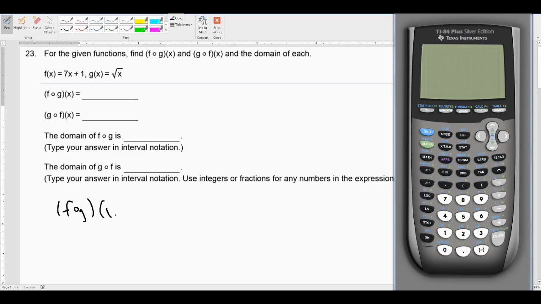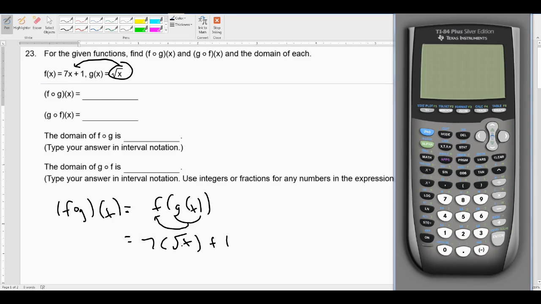I'm going to do this the way I prefer. That's the same as f of g of x. That means you're going to take the g of x and substitute it into the f function. So we're taking this g of x function and replacing the x in the f of x function, which means instead of writing down 7x plus 1, instead of the x, we write what g of x is, which is the square root of x. And you're pretty much done. I can't simplify that any, and so that's what goes here.